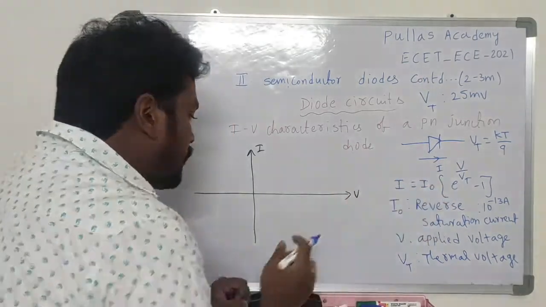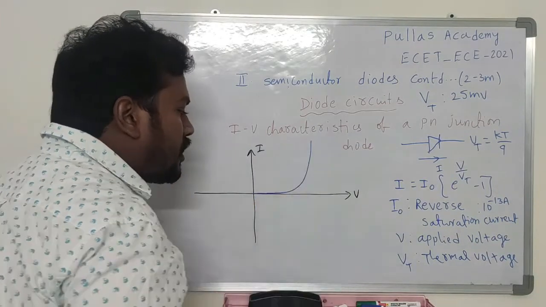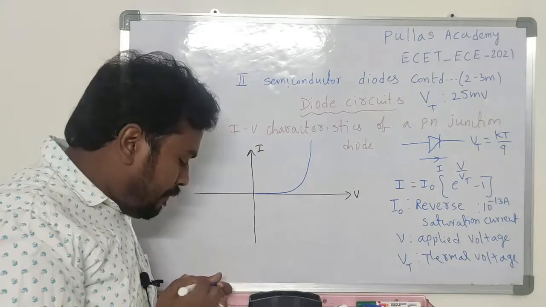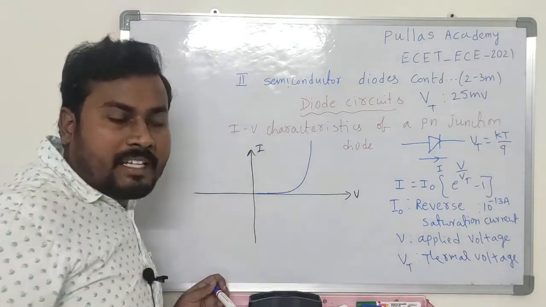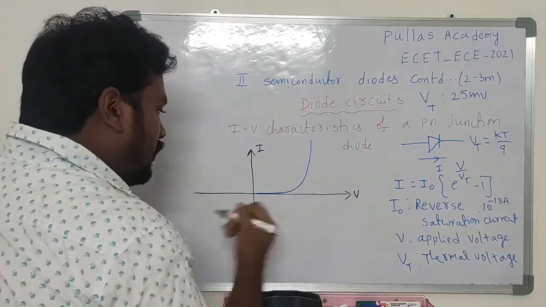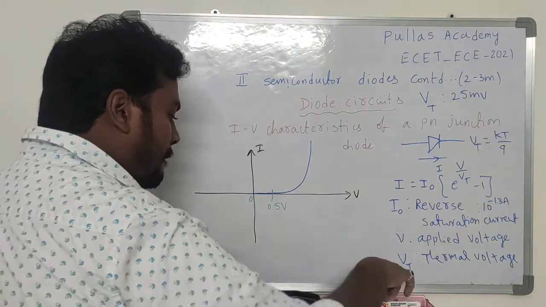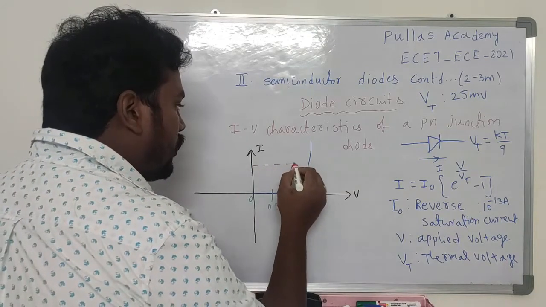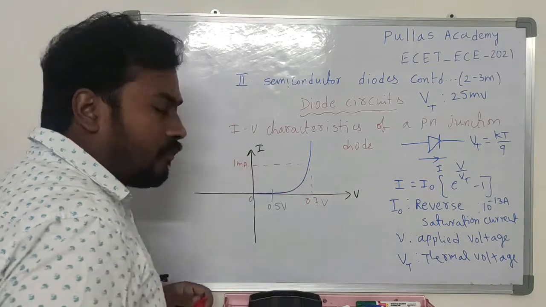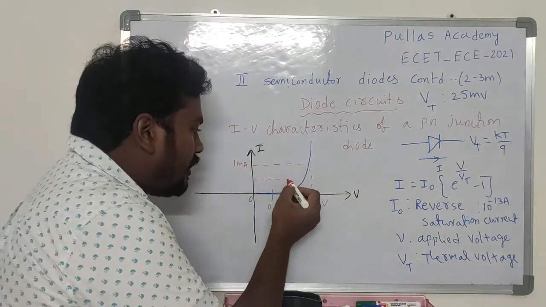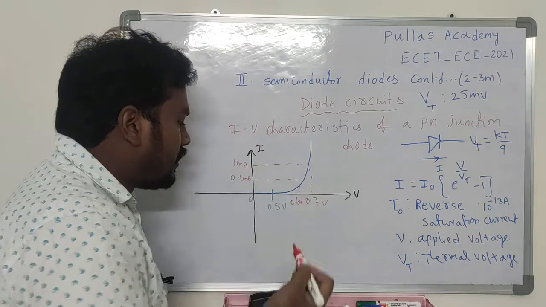So this expression we have to draw in a graph, and this is the exponential curve of it. The diode exhibits exponential nature when it is under forward bias. So this is 0.5 volts. When you are applying 0.7 volts, the current is 1 milliampere. Let me take one more value. When you are applying 0.6 volts, this is, let's say, 0.1 milliampere.